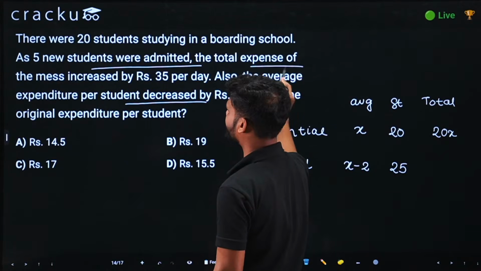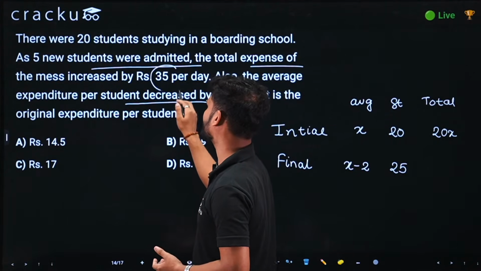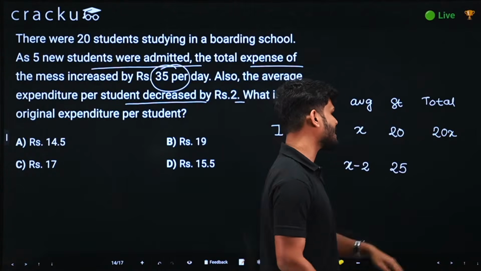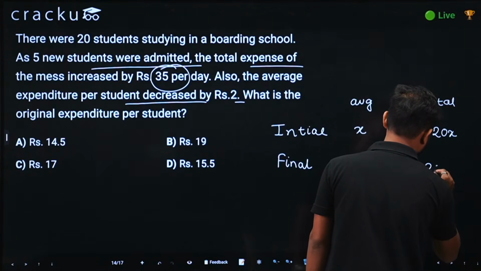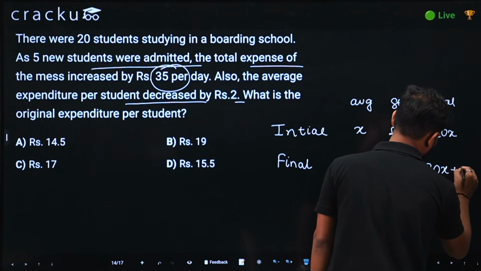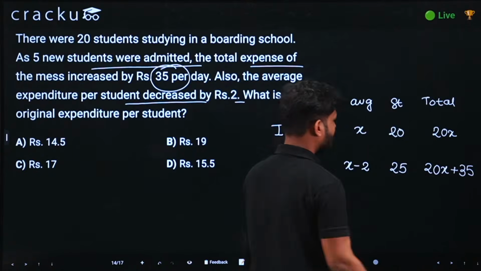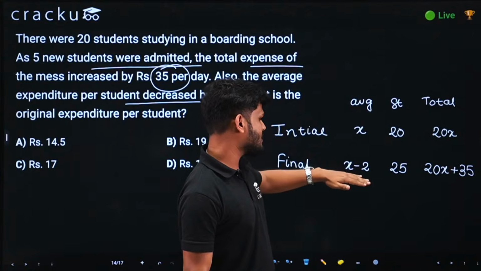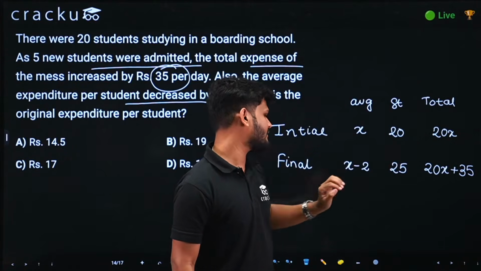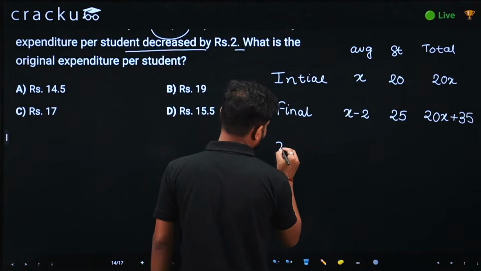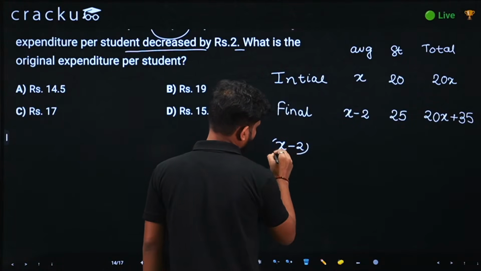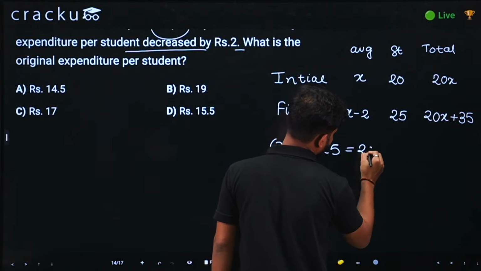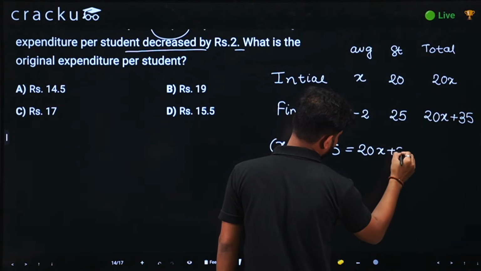The total expense of the mess increased by rupees 35. The total expense was 20x. It increased by 35. Now it became 20x plus 35. But now this 20x plus 35 must be equal to what? It must be equal to (x minus 2) into 25. So I can say (x minus 2) into 25 is equal to 20x plus 35.